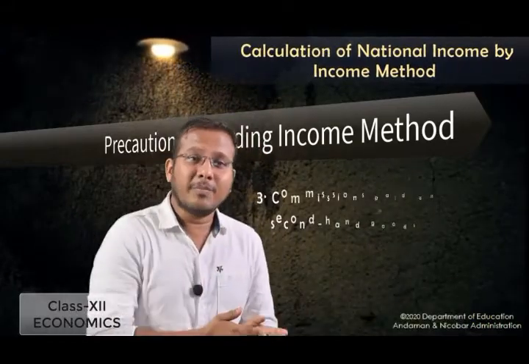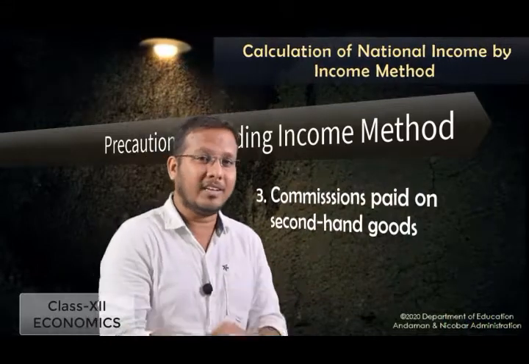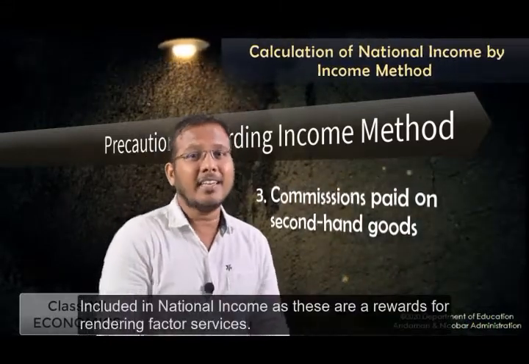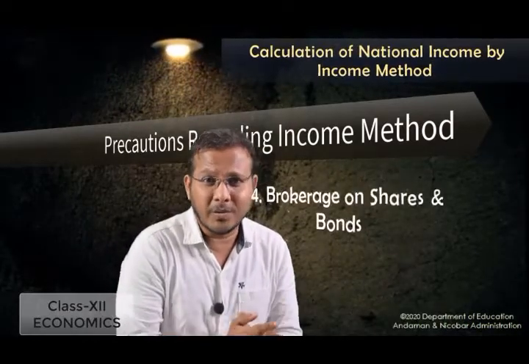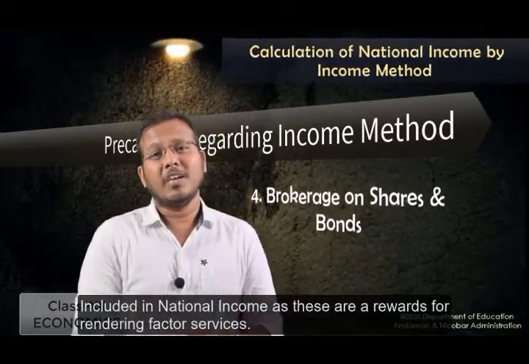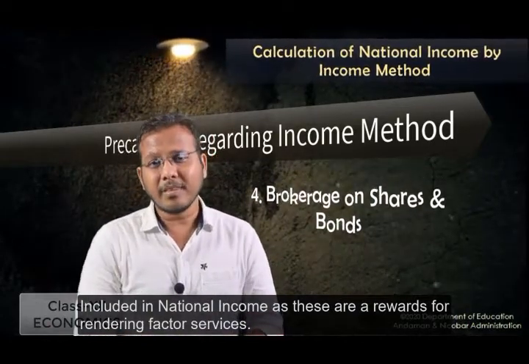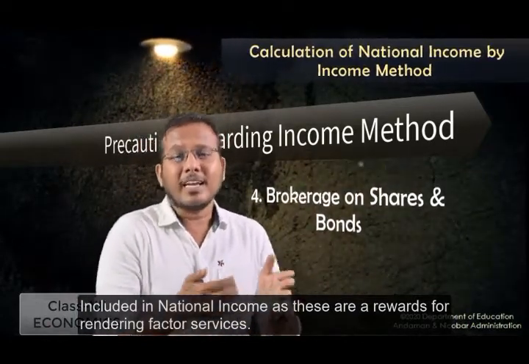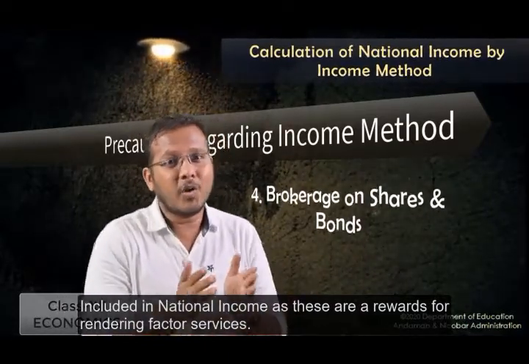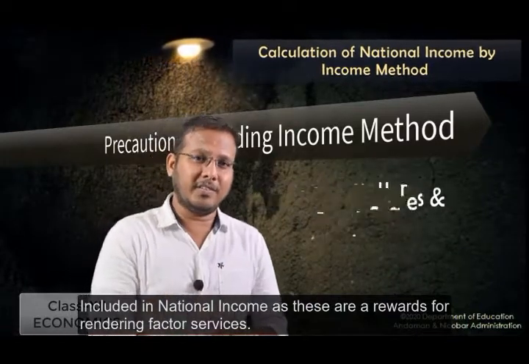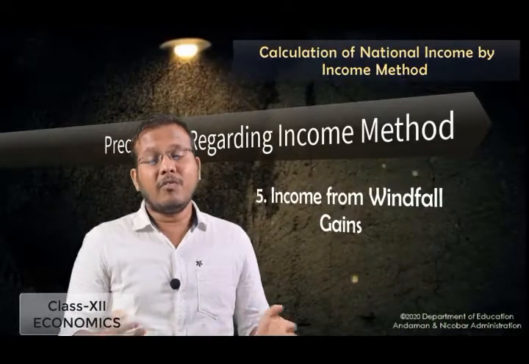Third one, the commission paid on the sales and purchase of second-hand goods, is to be included. Why is it included? It is the reward for rendering factor services. Then the brokerage commissions on the sale and purchase of shares, debentures or bonds will also be included in the national income because they are paid as the reward for factor services.